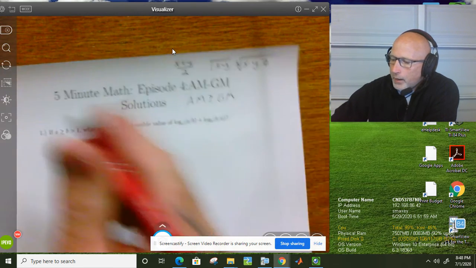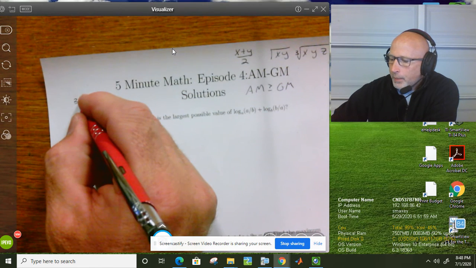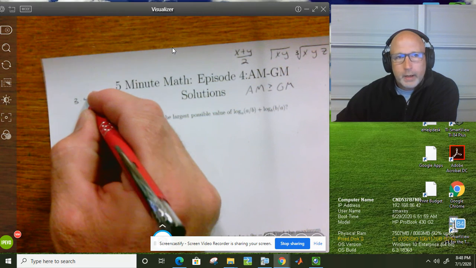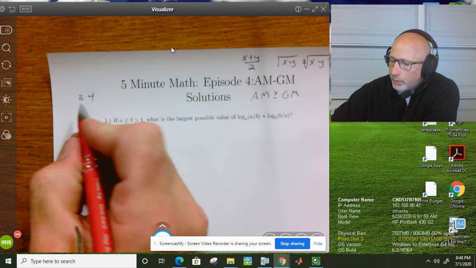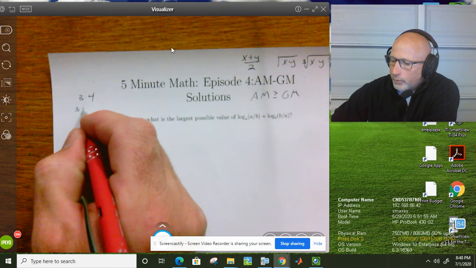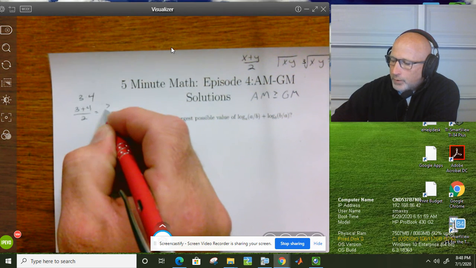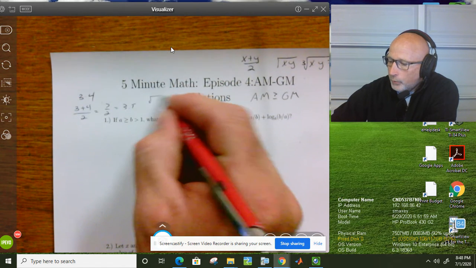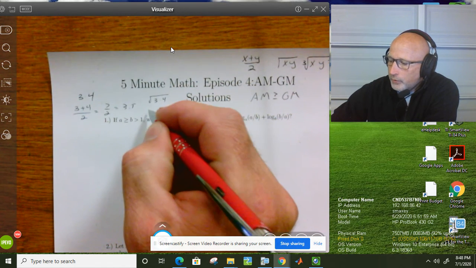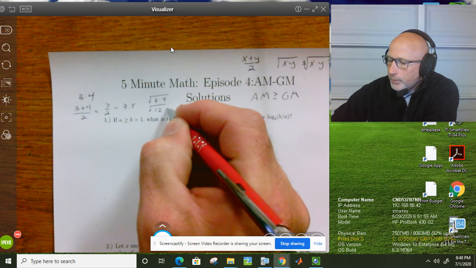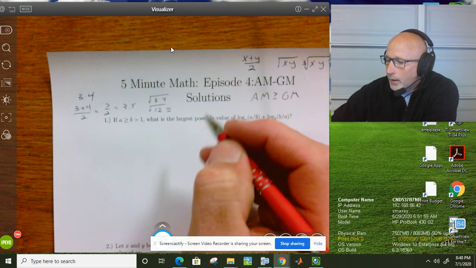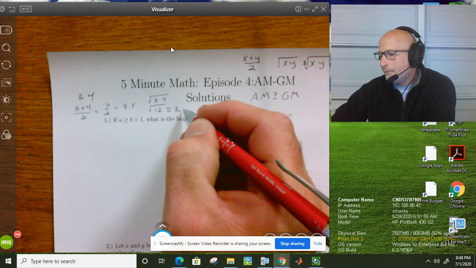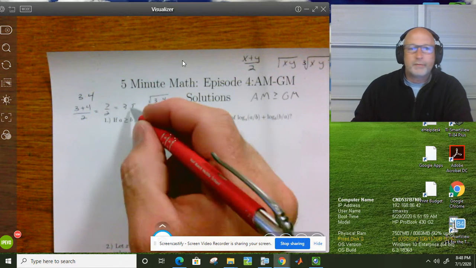So say you had 3 and, well, I don't know, 4. Okay, so 3 and 4. So the arithmetic mean is 3 plus 4 over 2, which is 7 halves, which is 3.5. The geometric mean now is the square root of 3 times 4, which is the square root of 12, which is going to be approximately equal to what? 3 point something, and it would definitely be less than 3.5.